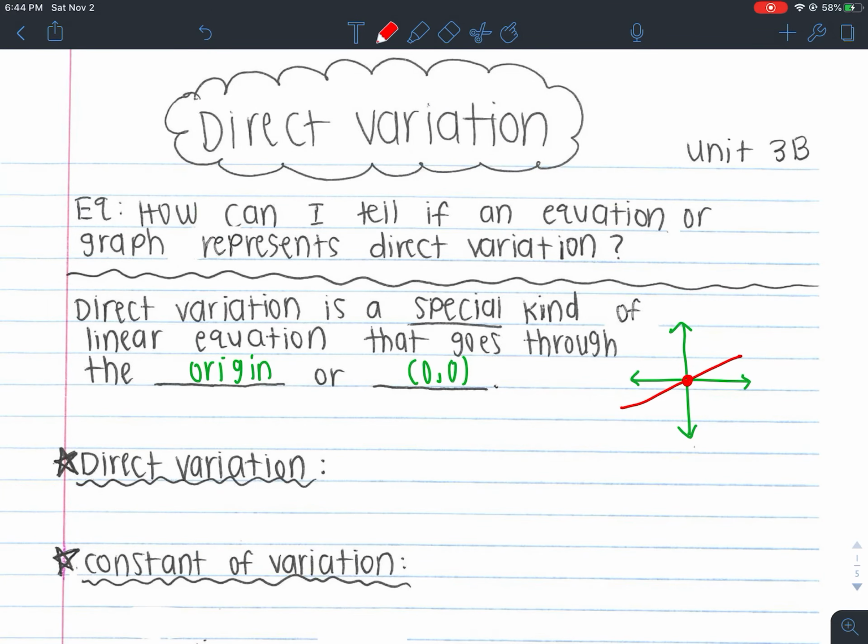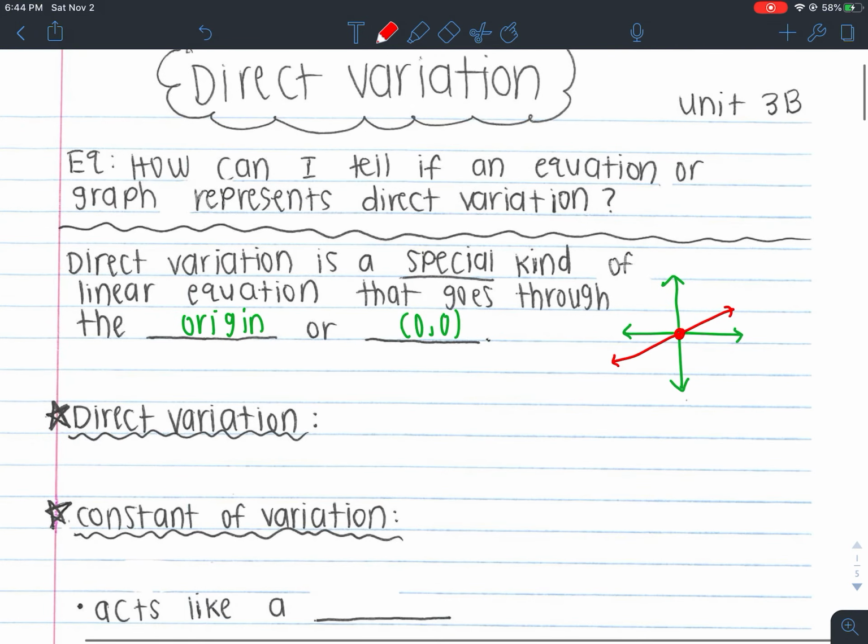So let me go ahead and draw a little example for us here. Okay, so it has to go through the origin. It has to, in order for it to be direct variation, which means that its y-intercept has to be 0.